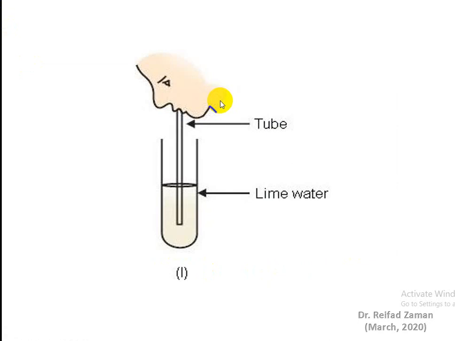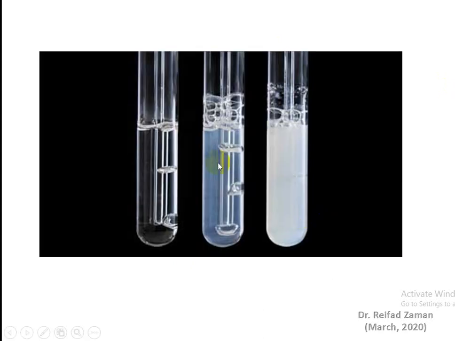So how can we demonstrate that you are producing carbon dioxide right now? We can perform a very simple experiment. We are going to collect a test tube full of clear lime water, and if you blow into this clear lime water using a straw, you will see that it will quickly turn cloudy. After blowing through it, you will see that the clear lime water will quickly turn milky.